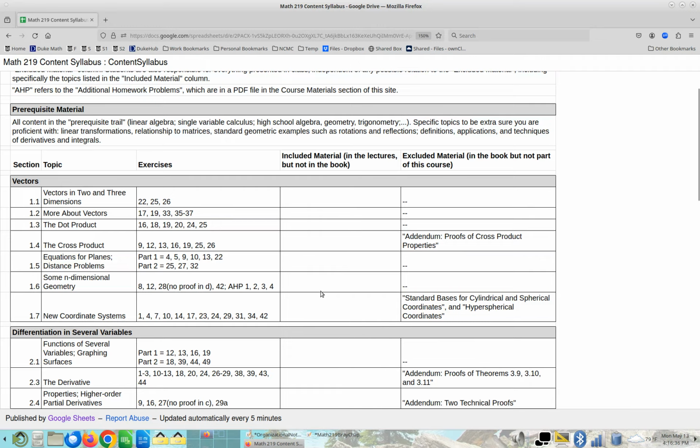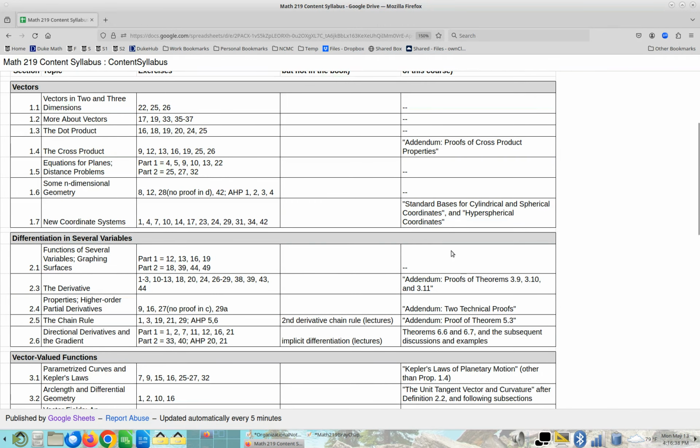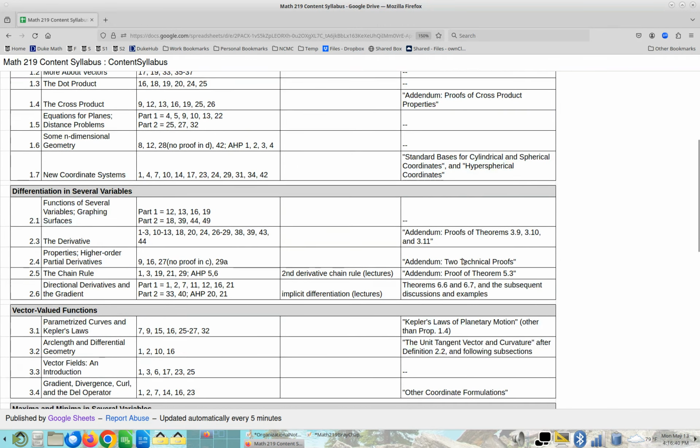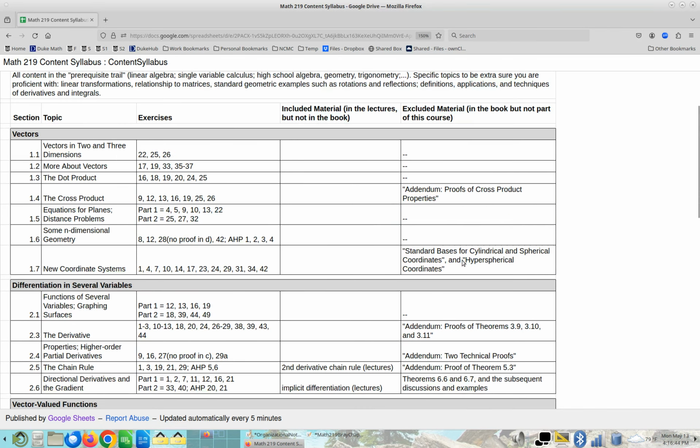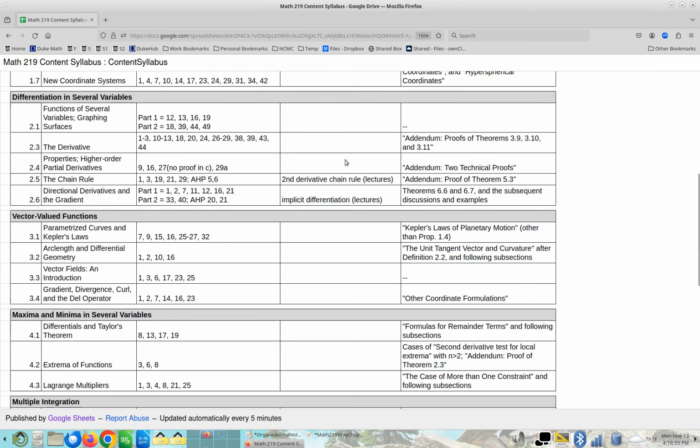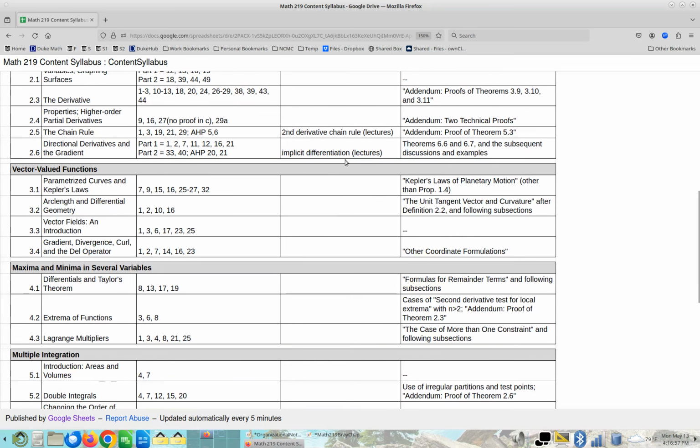Okay, so be on the lookout as we're going through the course. You'll notice there's a lot of stuff in here that is excluded from the course, thus the title. Okay, now you can probably guess what included material is. This is stuff that is not in the book, but that is part of the course.